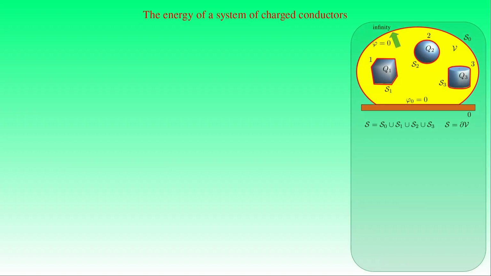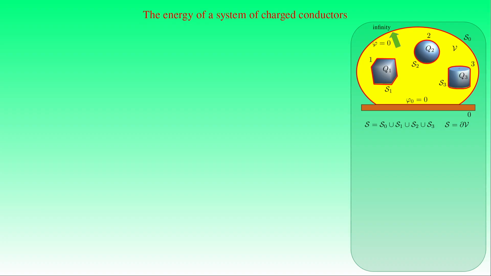Now we determine the energy of a system of charged conductors based on the general formula expressing the energy of an electrostatic field in terms of the field variables, and derive another formula depending on the capacitances of the conductors in the system. We consider a system of charged conductors 1, 2 and so on having the charges Q1, Q2 and so on, where the system is localized and the electric field due to the charges vanishes at infinity.